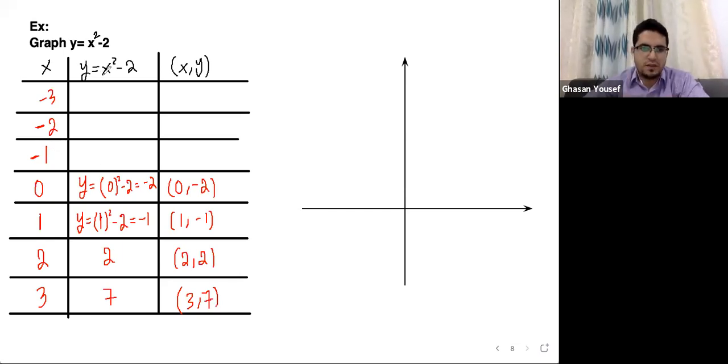Now for the minus 1, the same thing. I have to plug the minus 1 inside this one. So I get y equals minus 1 squared minus 2, which is 1 minus 2, which is minus 1. So the point is minus 1 comma minus 1. For the minus 2, the same thing, I have to plug inside here. I will get 2. And for minus 3, I get 9 minus 2, I get 7 again. So the point here is minus 3 comma 7. And the point here is minus 2 comma 2.